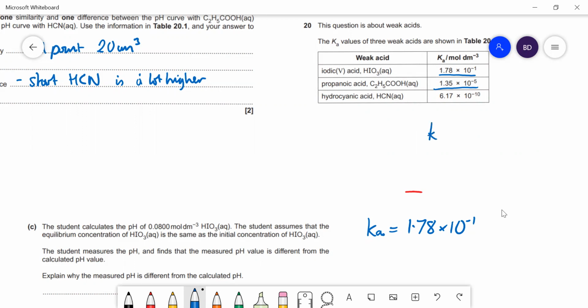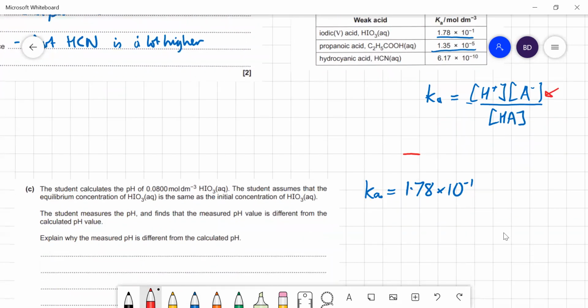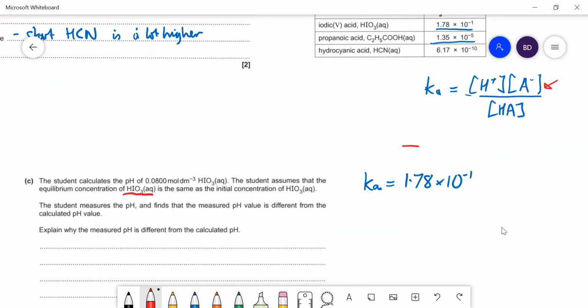I'm giving a lot more background than you need to give the answer to the question here, but just so it's clear, Ka is equal to that. The bigger the number on the top, the more it ionizes. The larger the value of Ka, the stronger the acid, and iodic acid is a pretty strong weak acid. Now it says here, the student assumes that the equilibrium concentration of HIO3 is the same as the initial concentration of HIO3. He measures the pH and the value is different from the calculated pH value. Explain why the measured pH is different from the calculated pH. That's quite a hard question, and it's for 1 mark.